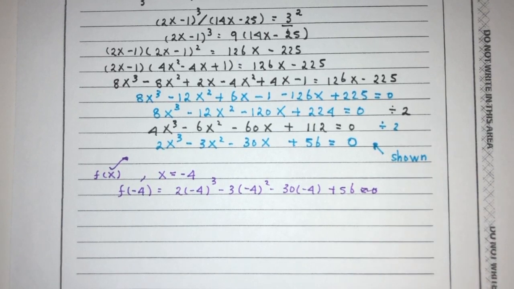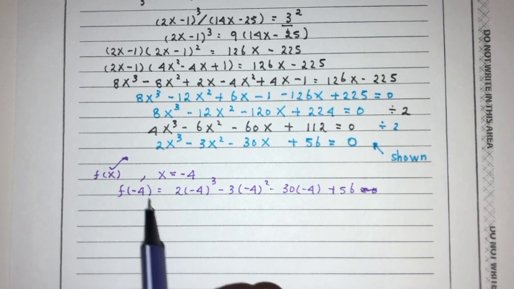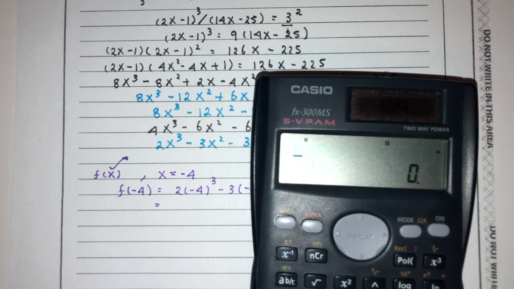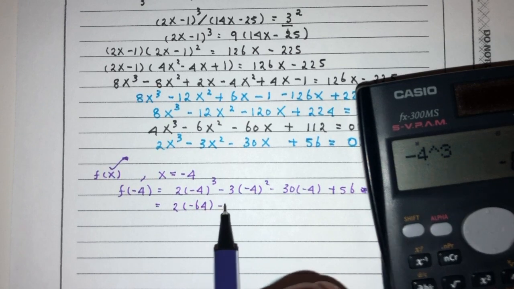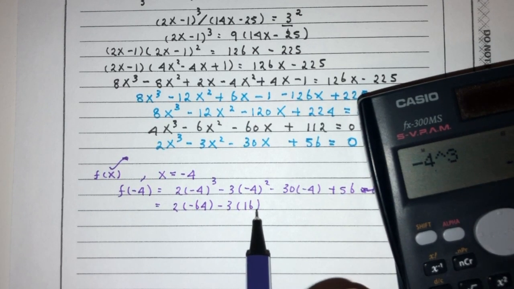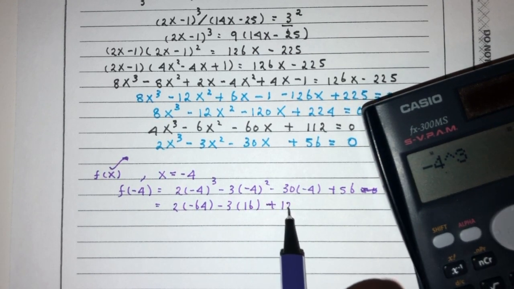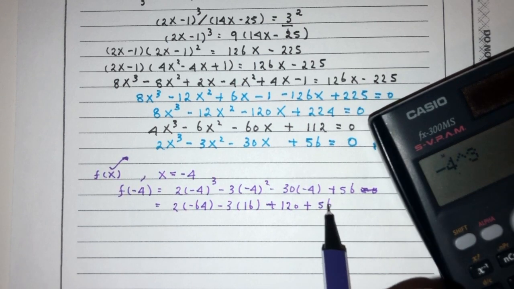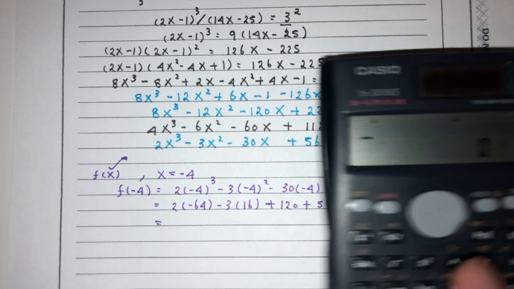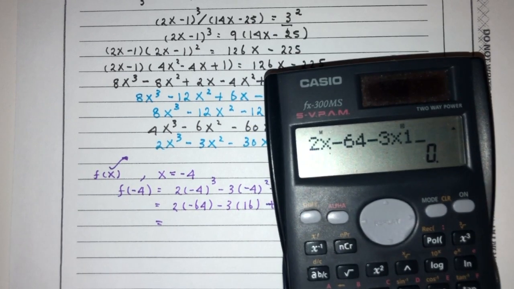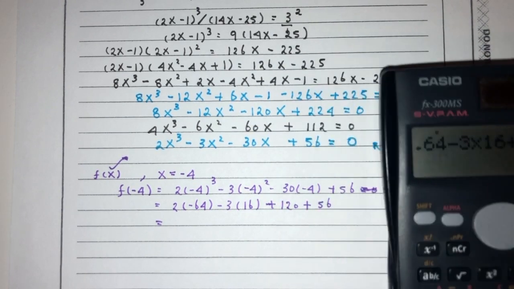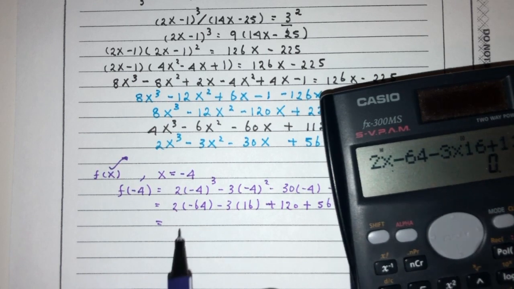Sorry, we don't have this right now. We have to prove that. So let's see what happens. Minus 4 to the power 3 should be minus 64. So 2 times minus 64 minus 3 times 16 plus 120 plus 56, that should be 0.